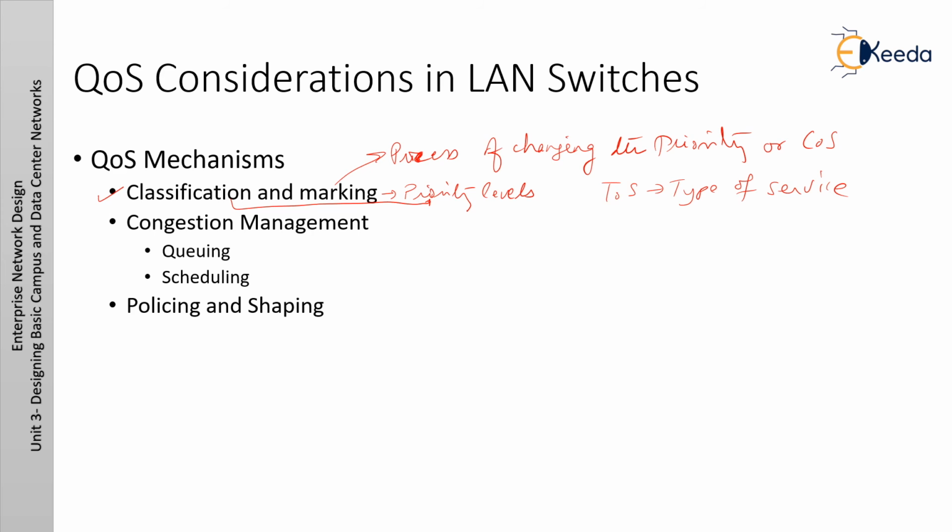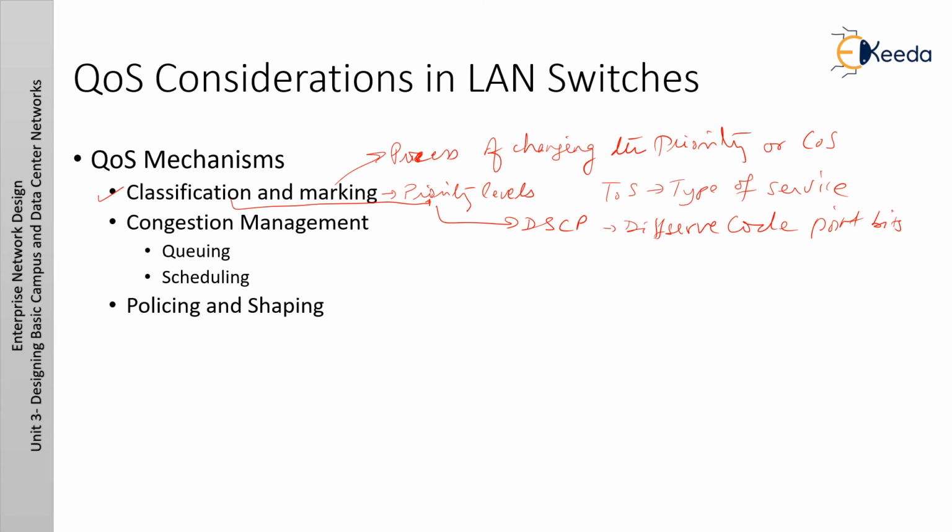Thus, more bits are now used. The first 6 bits in TOS field are now known as DiffServ Code Point, DSCP. Okay, DSCP, DiffServ Code Point bits.